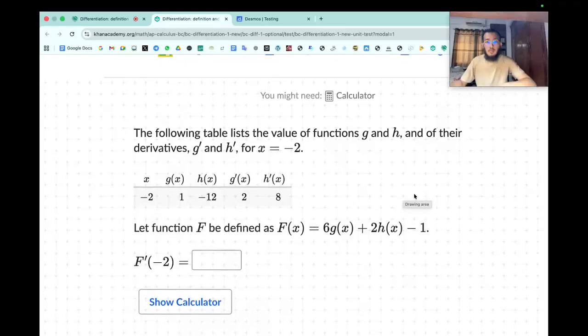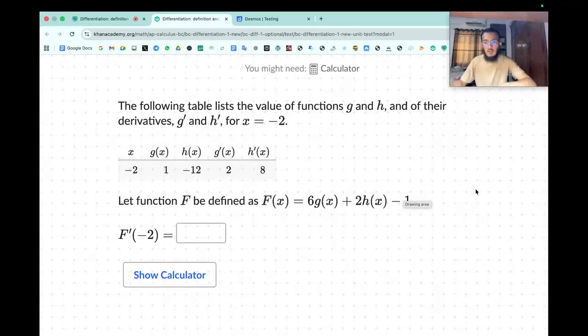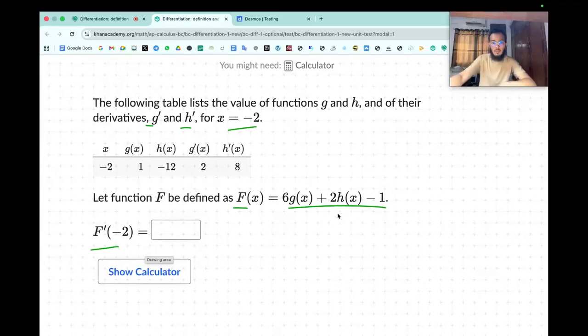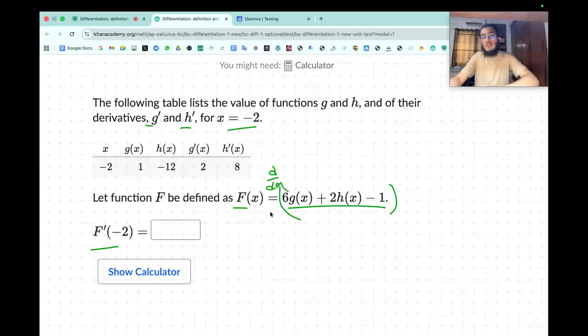Alright. The following table lists the values of functions g and h and of their derivatives g prime and h prime for x equals negative 2. Let the function be defined as fx equals this thing. What is f prime negative 2? Basically, we have to differentiate this thing, find the d by dx of this thing and then plug in negative 2. So, how do we do this?